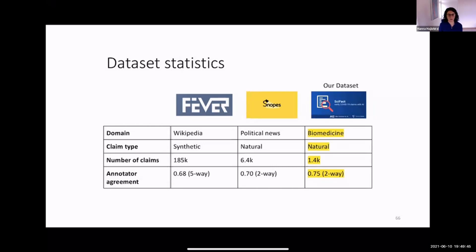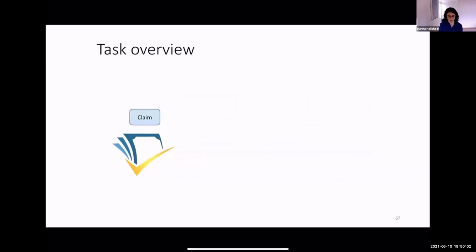In comparison with previous data sets in the general domain, our domain is biomedicine, and the claims are natural. We have 1.4K claims, which is quite small compared to 185K in the FEVER data set, but the claims are synthetic over there. Compared to natural claims in political news, this scale is reasonable.